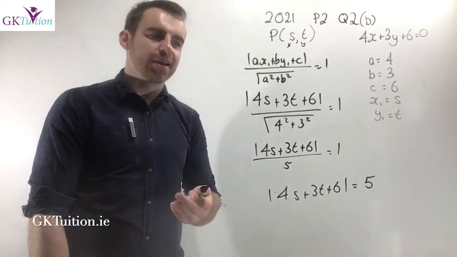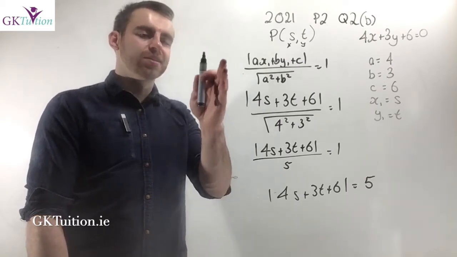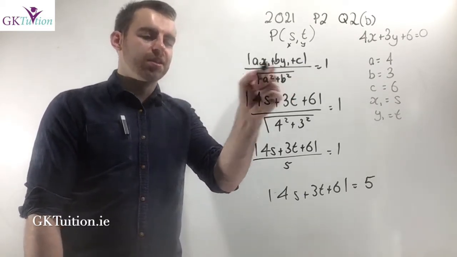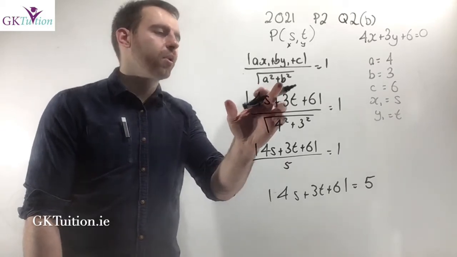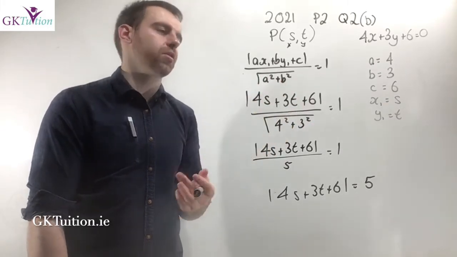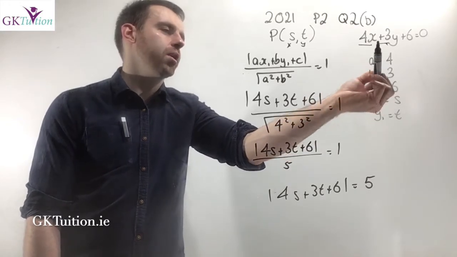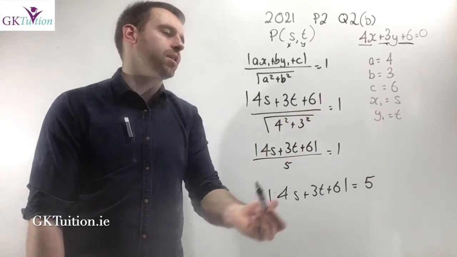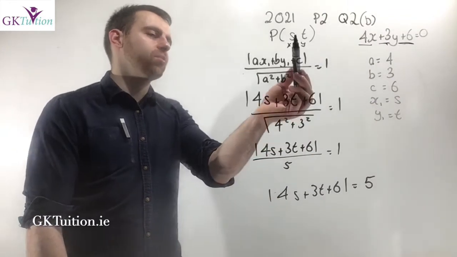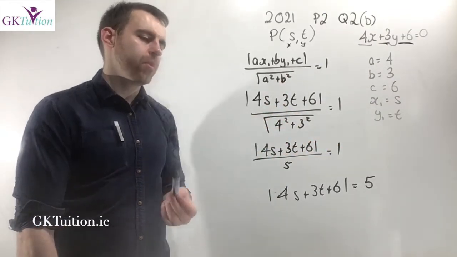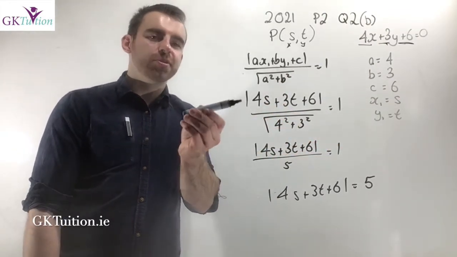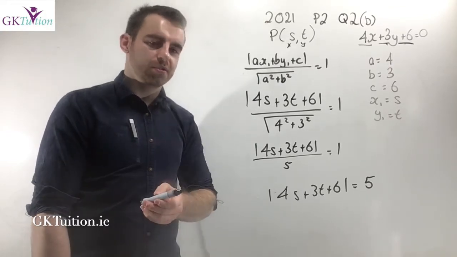If you go to your maths tables, it tells you the perpendicular distance between a point and a line is this formula. And in this case, I know I can let it equal 1 because I know the answer. A is the coefficient of x, 4, b is the coefficient of y, which is 3, c is the constant at the end, which is 6. And then the x and y coordinates are s and t. So all I did on this line was sub in each of those values into the equation.